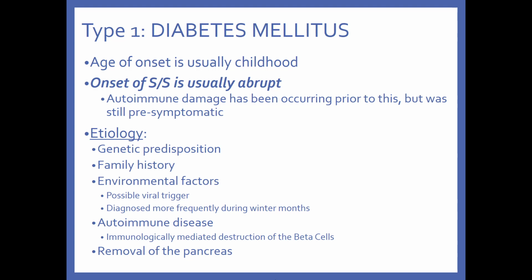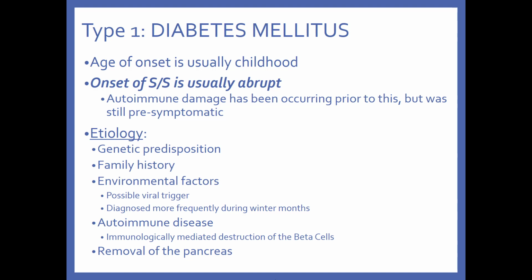The onset of symptoms is very abrupt, but that does not mean that the disease just now onset. There has been this long preclinical time where the patient has not been symptomatic yet, but that autoimmune damage has been occurring prior to that point. So that destruction of the beta cells has been happening in the body. They just didn't know it yet. And now they're at the point where they're symptomatic and they come in for treatment and they're diagnosed. But by that point, they say somewhere between 70 to 90% of their pancreatic function is lost.